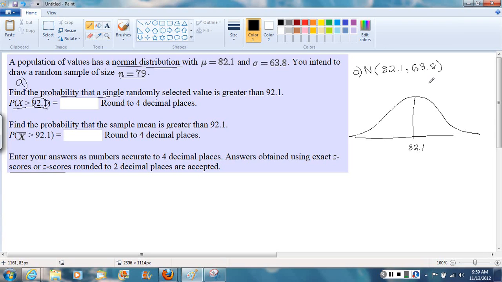We can think about where that would fall. Well, our standard deviation is 63.8, so out at this inflection point here, it would be 82.1 plus 63.8, pretty big number, close to 150 there. So 92.1 is going to be very close to 82.1, but let's give a little space so we can see it. Getting crowded there, I'm just going to draw around it and say here's 92.1. And we want the probability that x is greater than 92.1, so if we shade in the area of interest, it's going to be everything above 92.1.